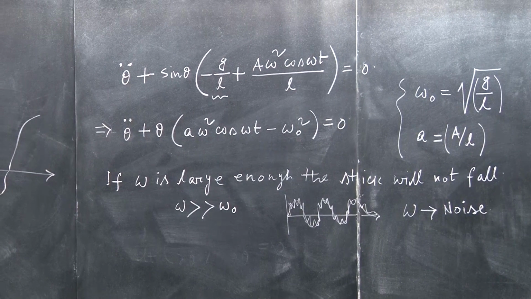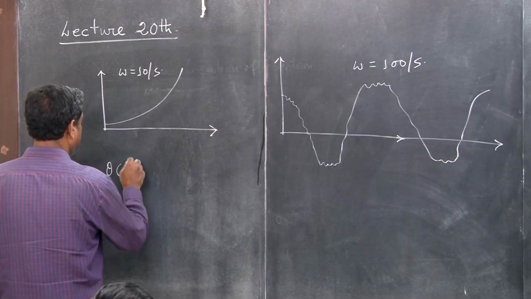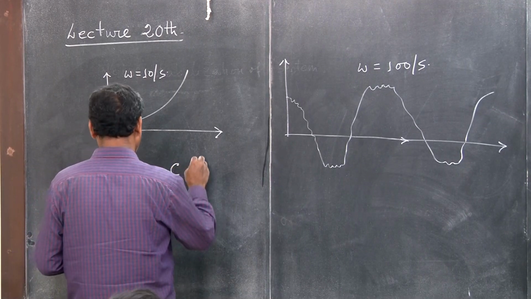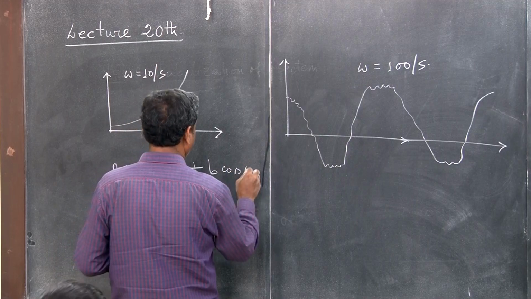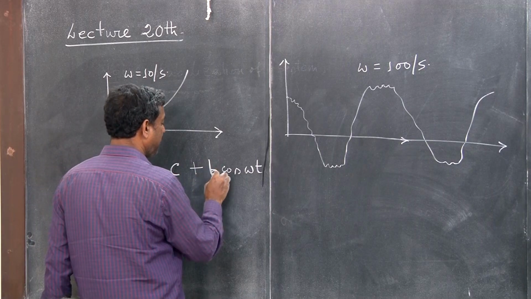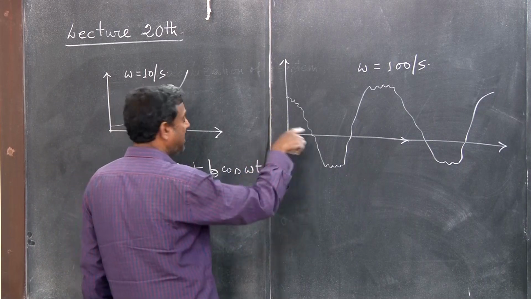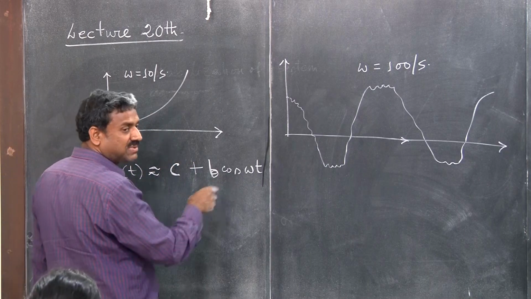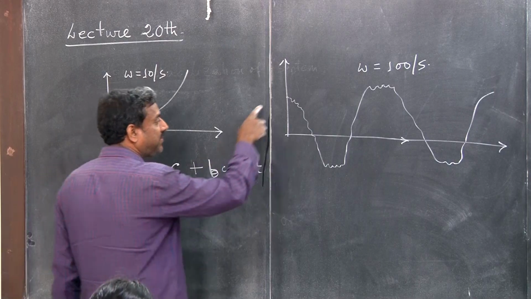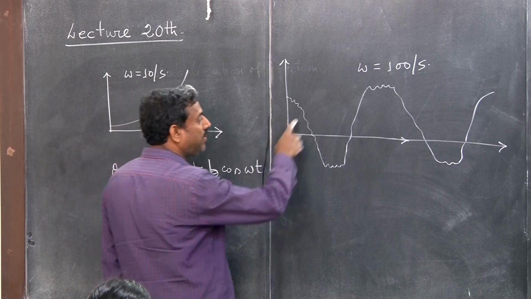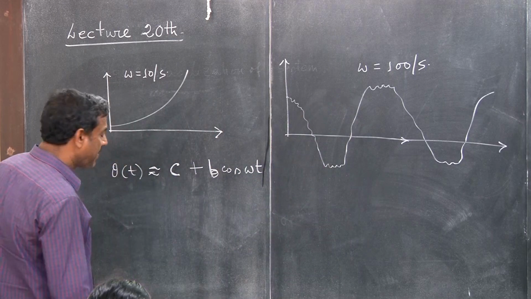I will not go into very much detail, but I will show the basic thing. Let us take theta of t. We want to find a solution of theta of t as c plus b cosine of omega t. b is the amplitude, omega is the large frequency, and c is also a function of t. We can assume this kind of solution. c is the slow oscillation, and omega is the one modulating it.